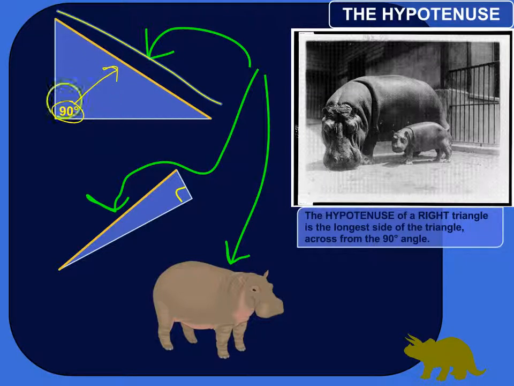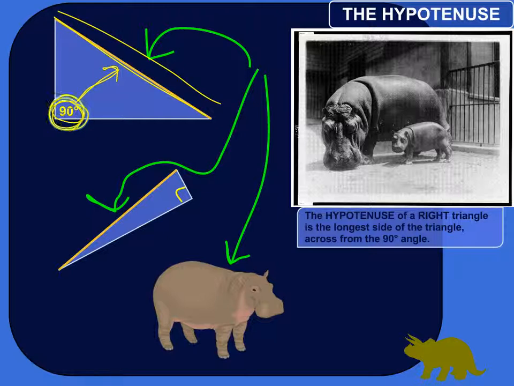And the reason why it's the longest side is the bigger the angle, the longer the side length across from it. Okay? Well, in a right triangle, the 90-degree angle is the largest angle because the angles inside of a triangle have to add up to 180 degrees.